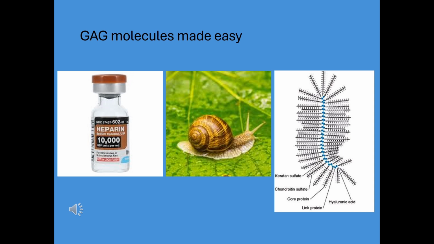GAG molecules are also extremely slippery. Just as a couple of examples to help you imagine what they are, the drug heparin, which is used as an anticoagulant to make clots more slippery and dissolve, is a GAG molecule. And also the slime that snails and slugs produce is also a GAG molecule.